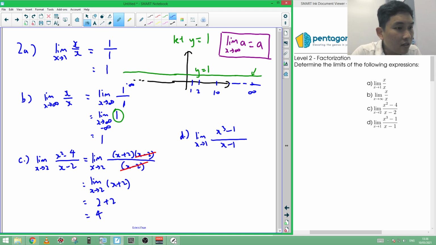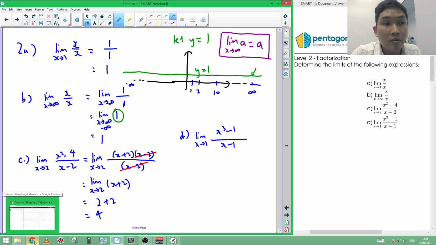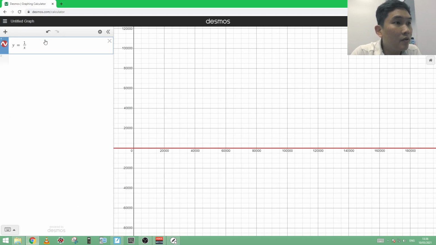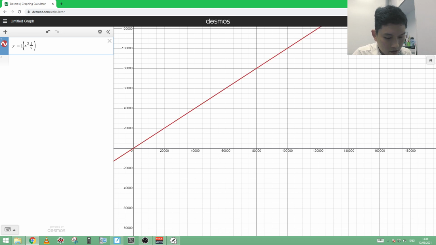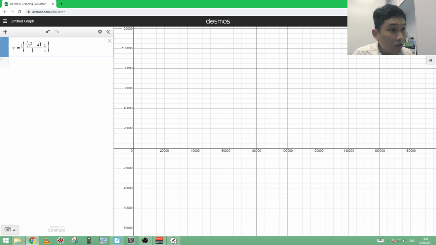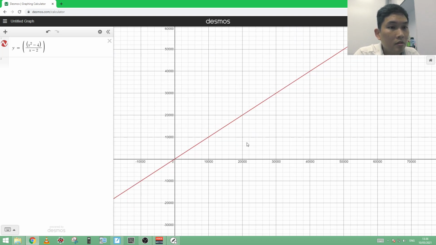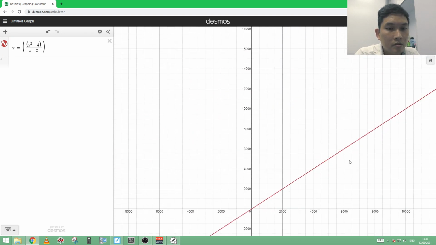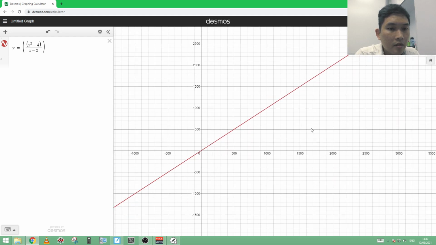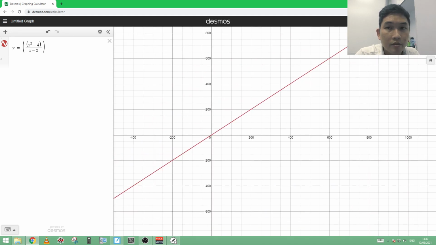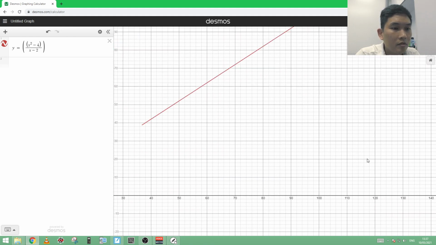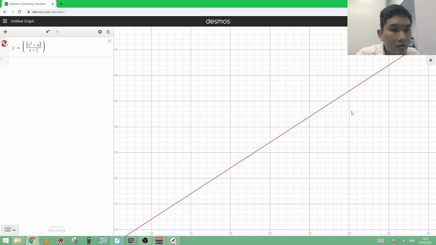In fact, maybe I'll take some time to go on Desmos and plot this out. Yeah, x squared minus 4, all of this divided by x minus 2. I seem to have zoomed in too much just now, so I just want to go back to here.